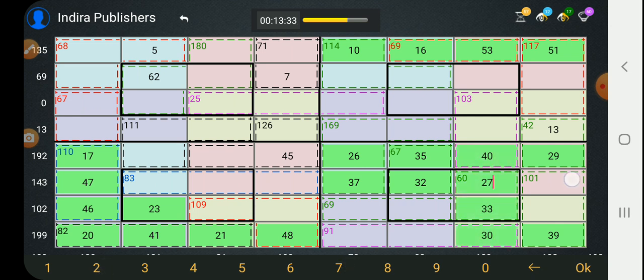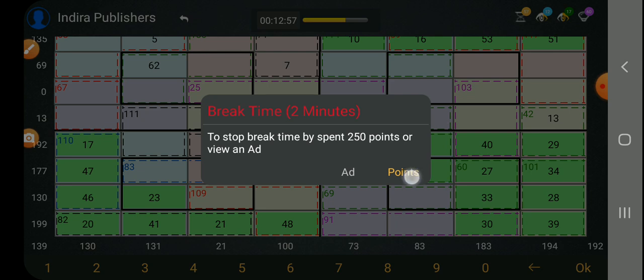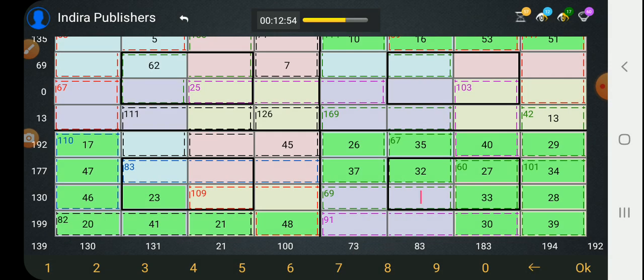I mean, what is this? 37 plus 32, 69. 69 plus 27, 96, 34. What is this? 29 plus 34 is equal to 63. 63 plus 39 is equal to 62 plus 40, 102, 28. What is this? 32 plus 27 is equal to 59. 59 plus 33, 92.